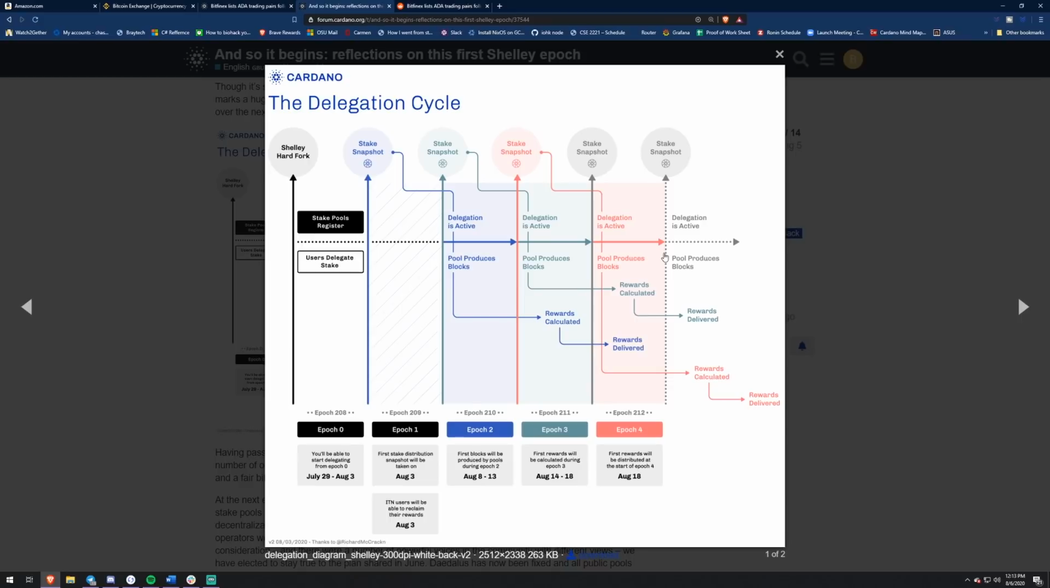So I think on Monday or Tuesday, I made a video showing you guys how you can collect your ITN rewards. So what happened is on Daedalus 2.0.0, you had the ability to do it. And the ITN reward snapshot was at the very end. All of the ITN rewards were included in the last block in Epoch 208.